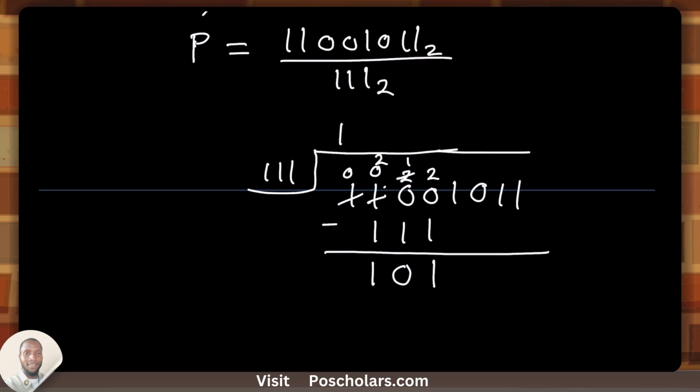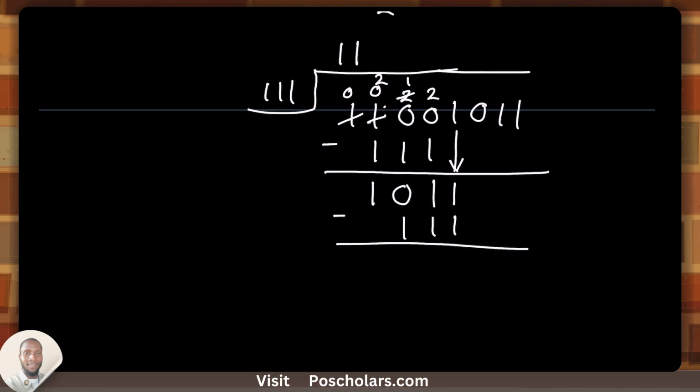So you have something like this. Good. Now you can say how many 111 can you find in 1011? It is still 1. So you write your 1. Now you multiply next. 1 times 111 gives 111. Now you subtract. By subtracting, 1 minus 1 gives 0. Right? Next, 1 minus 1 again gives 0.